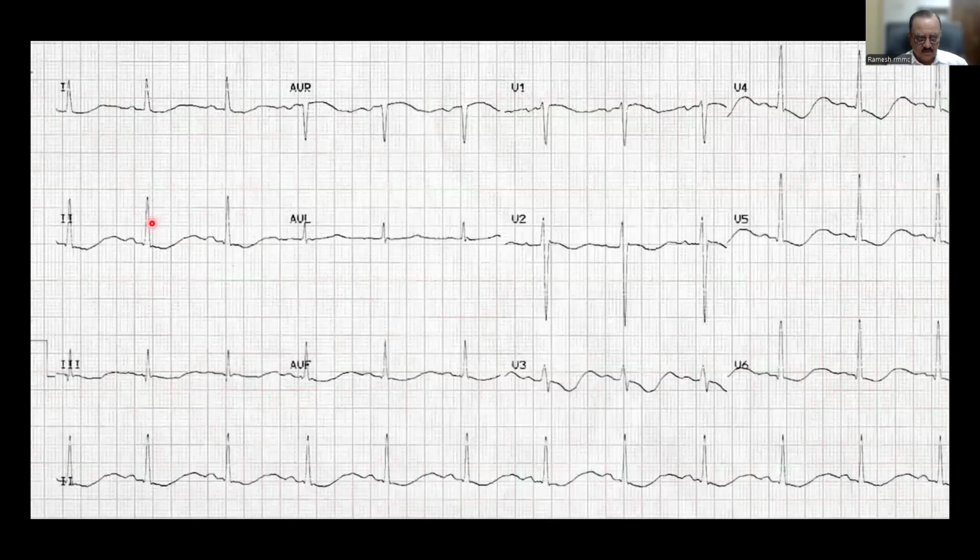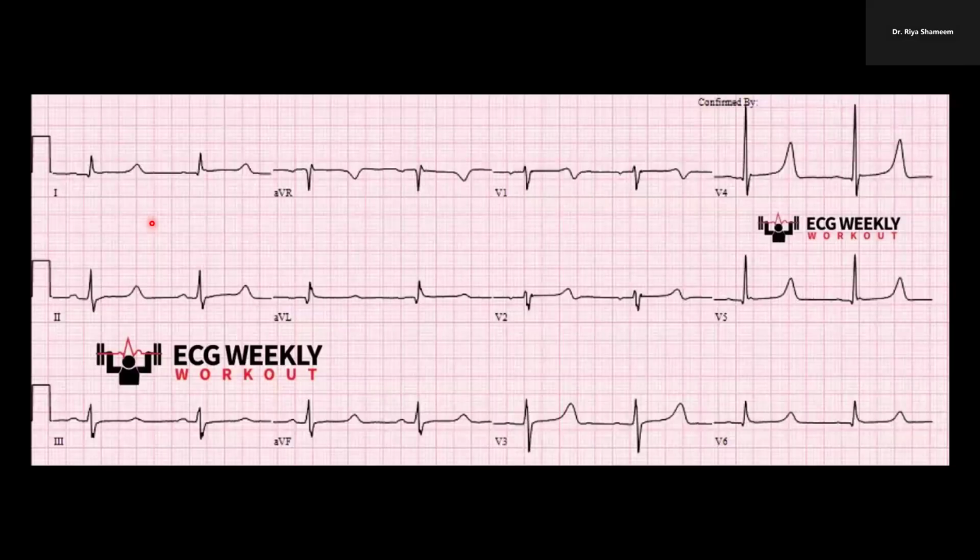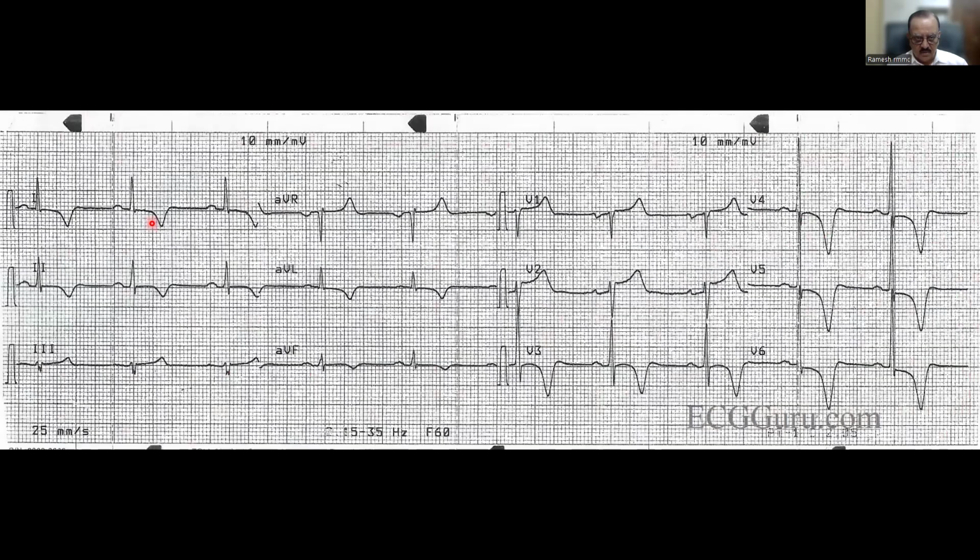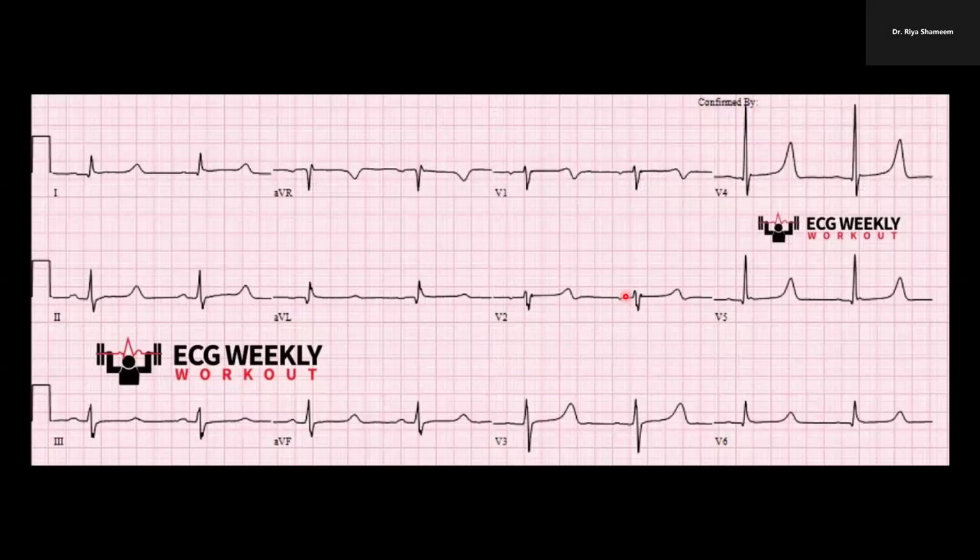Okay. Very good. Sir, previous ECG, sir. Is there an ST depression in V2? Is that significant? In the previous ECG, this one? The ST is almost isoelectric. We call it isoelectric. It is on the baseline. The PR segment, after the P wave, is the baseline.